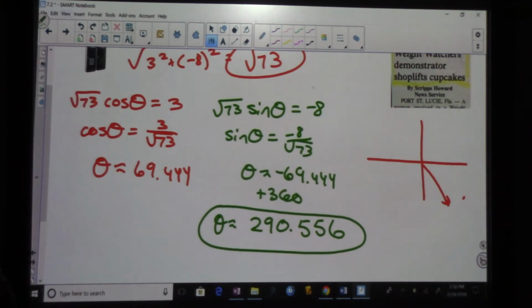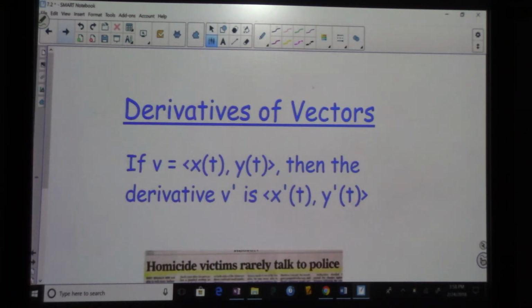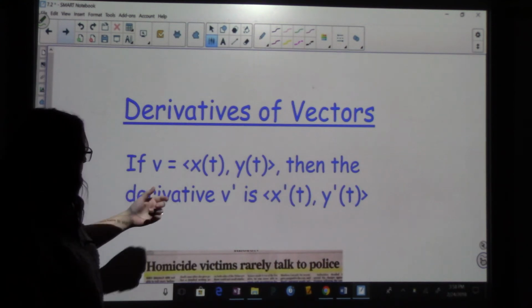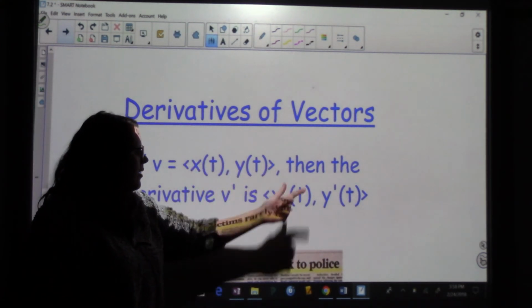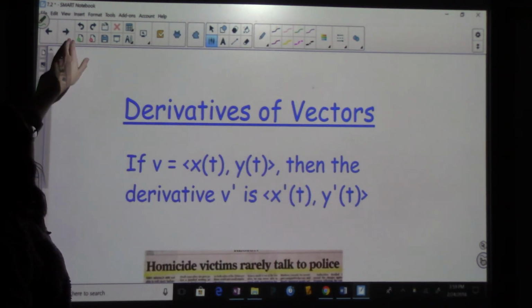Alright, and one quick thing then. Derivatives of vectors, super duper easy. All you do is take the derivative of each piece. So if you have, especially velocity, we're going to get into that a little more tomorrow. We have x and y components. You simply take the derivative, x prime, y prime. It's very straightforward.